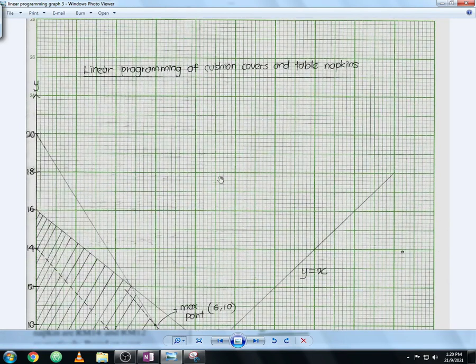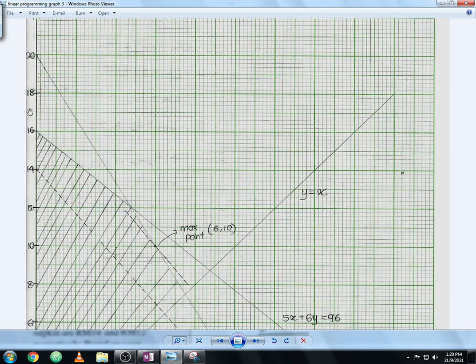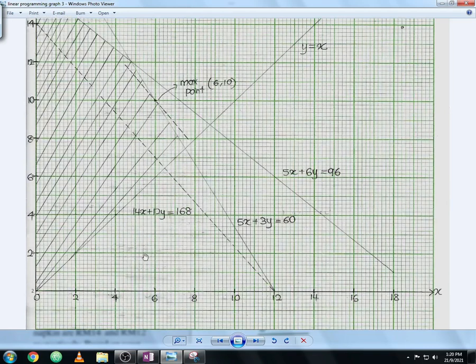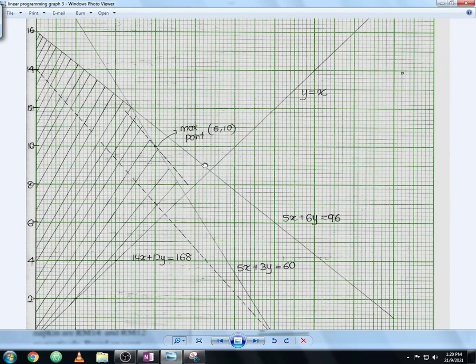As you can see here, this is the title of our linear programming graph: the linear programming of cushion covers and table napkins. Then you have the axes with the scale of 2 centimeters to 2 units on both axes, and the x and y axis over here. So you need to make sure that your scale is actually correct. From here, let us begin with our first constraint.